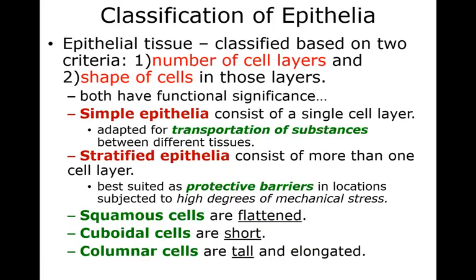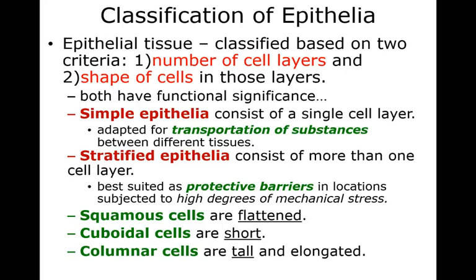Another thing we want to look at with epithelial tissues is how we classify them. Typically they're classified based on the number of cell layers as well as the shape of the cells. So as far as the number of layers, we use the terms simple and stratified to define how many layers are present. So if we say that an epithelial tissue is simple, then we're saying it consists of a single layer of cells. Now typically these single layer cells are so thin they're very good at transporting substances through them.